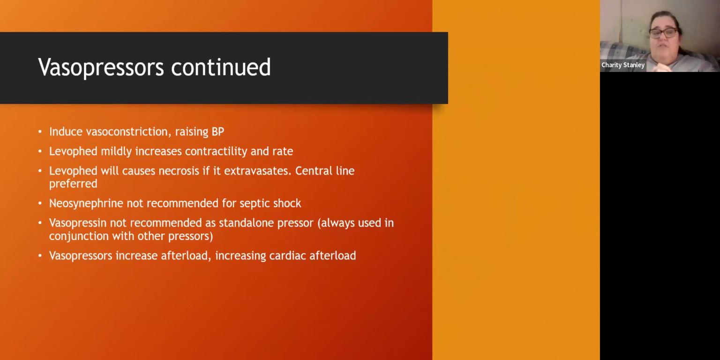Neosynephrine is not recommended for septic shock. Well, let's kind of think about that. That's a nose spray, right? So it's not going to be strong enough to help everywhere. Vasopressors are going to increase afterload. It's making the pipes smaller, so the heart has to pump stronger to push against all that pressure. If your heart is severely weakened, that can be the straw that pushes it over to decompensated and irreversible shock.